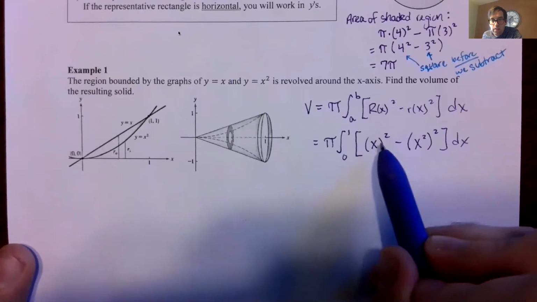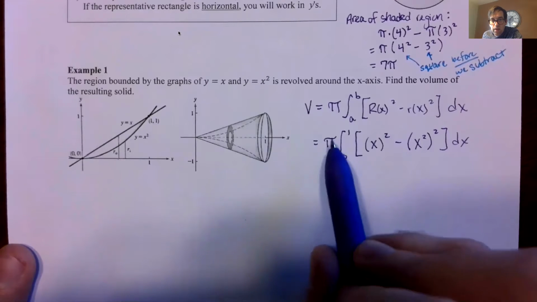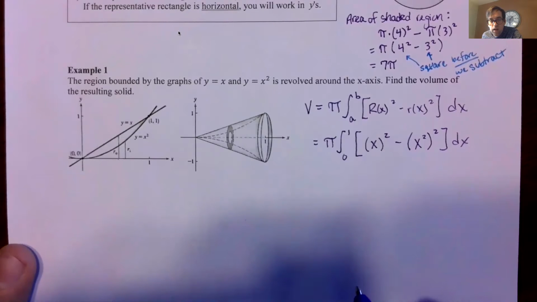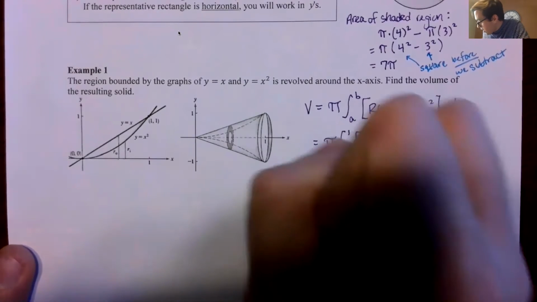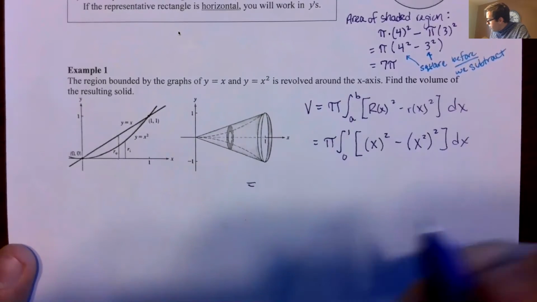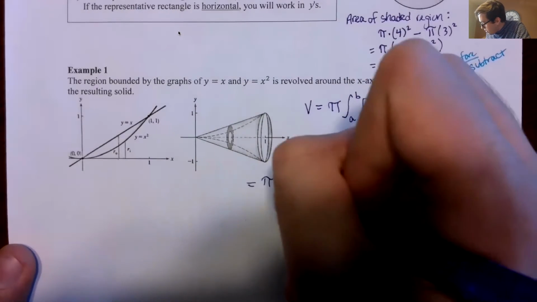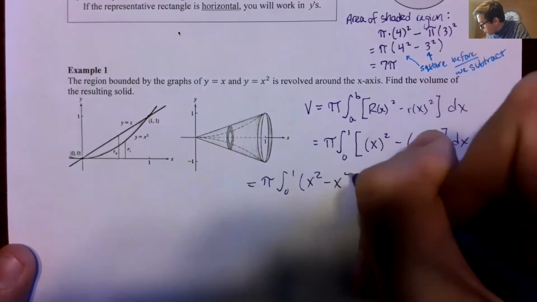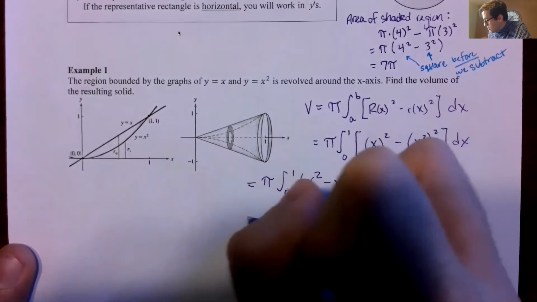Okay, so we've got the outer radius squared minus the inner radius squared. It's like we're taking pi r squared minus pi r squared for the outer and the inner circles. And so let's start to calculate this. We're going to end up with pi times the integral from 0 to 1 of x squared minus x to the 4th dx.